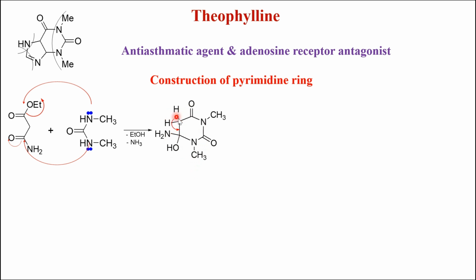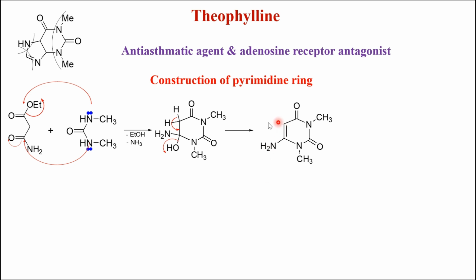This undergoes dehydration. The carbon-hydrogen bond breaks and these electrons move towards this carbon. A double bond is formed over here and it has to maintain its valency. That's why this carbon kicks off OH minus. OH minus and H plus leave as a water molecule and it gives rise to N,N dimethyl pyrimidine 2,4-dione 6-amine.